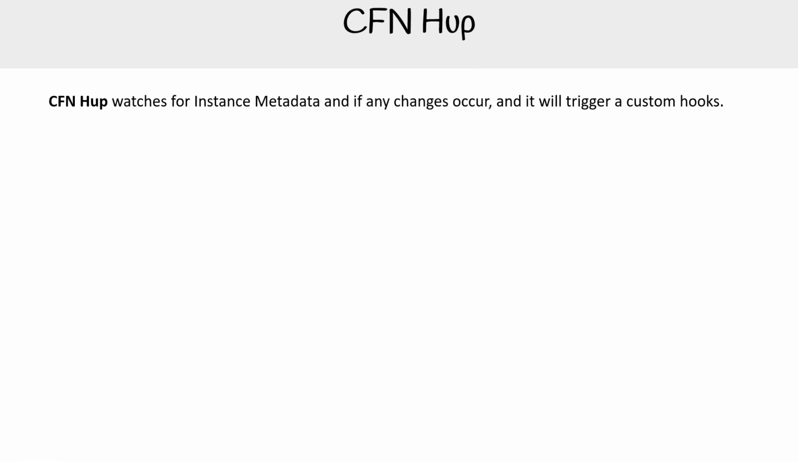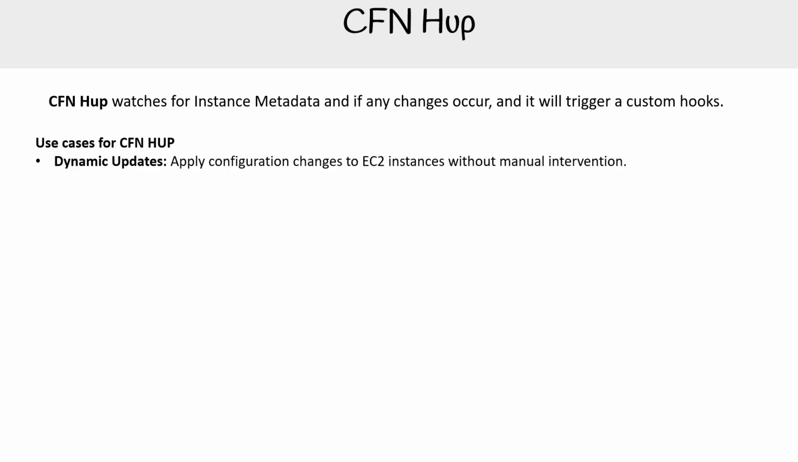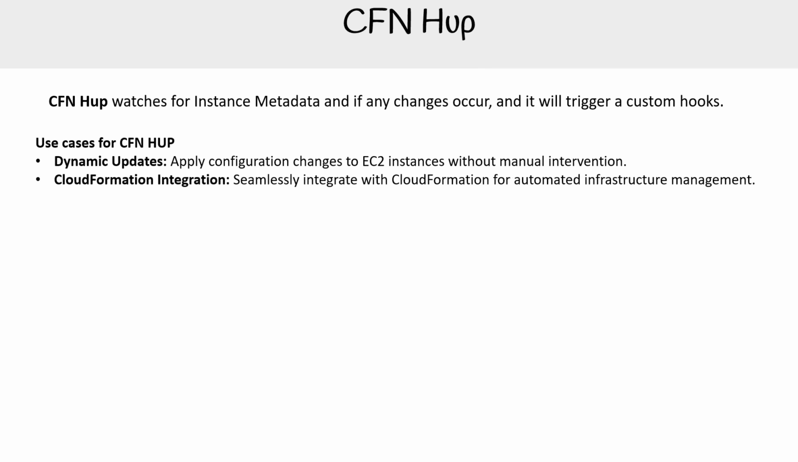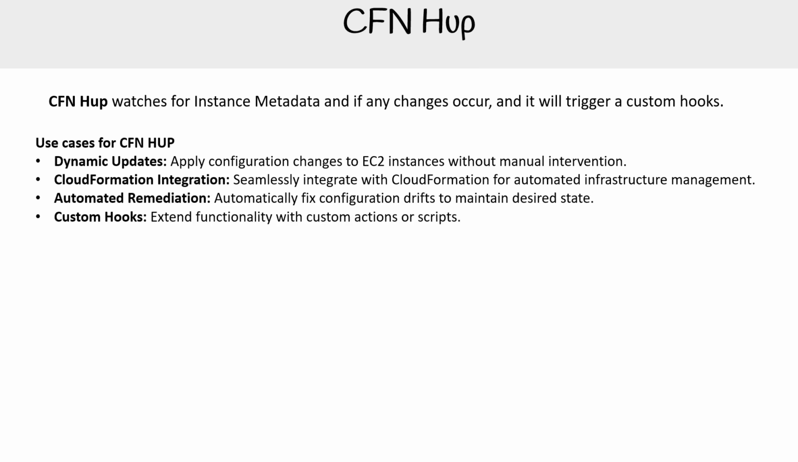CloudFormation cfn-hup watches for instance metadata for your EC2 instance, and if any changes occur, it will trigger a custom hook. The use cases for cfn-hup would be something like dynamic updates, so apply configuration changes to EC2 instances without manual intervention. CloudFormation integration, so seamlessly integrate CloudFormation for automated infrastructure, automated remediation, or just custom hooks in general, or simplifying maintenance when things happen.